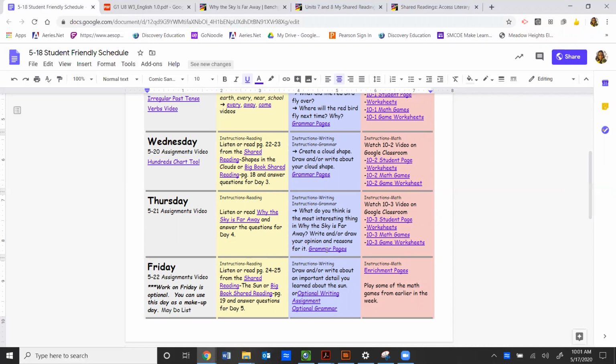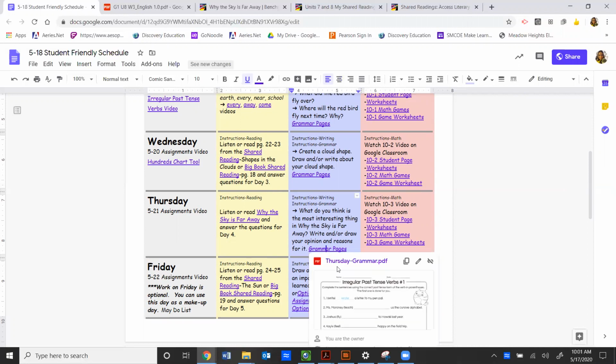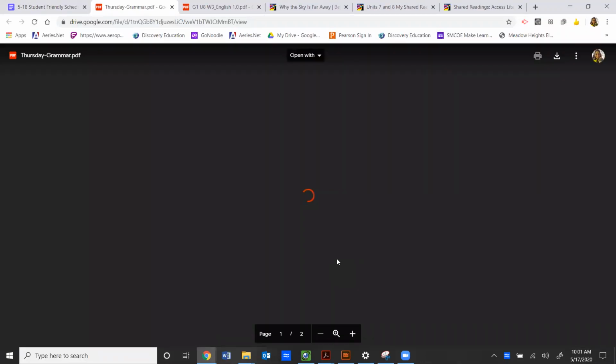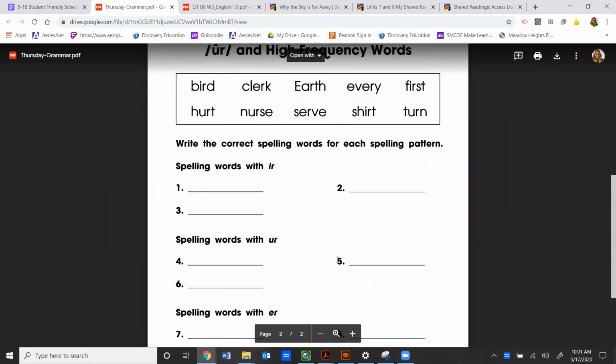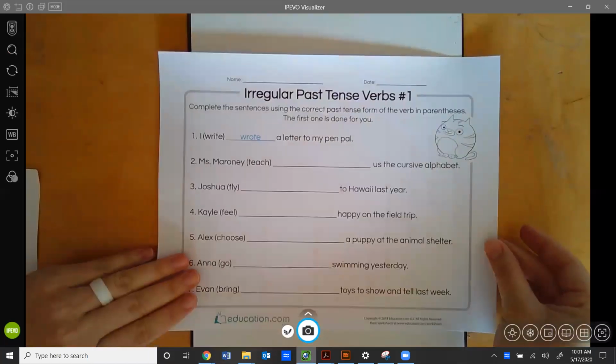All right, let's take a look at the grammar pages. You can click here and open them up, which I'm going to do right now. Once we see these, we're actually going to switch to another camera and we're going to go over it that way. So this is what your grammar pages look like. Now let's switch to my other camera and let's take a look at it like this.